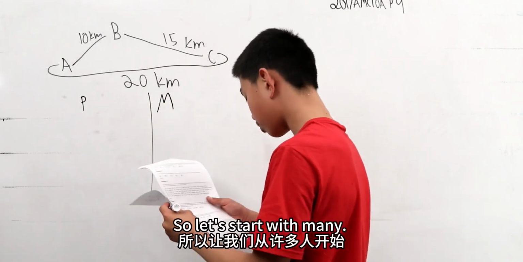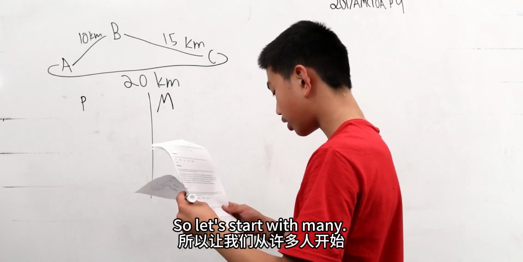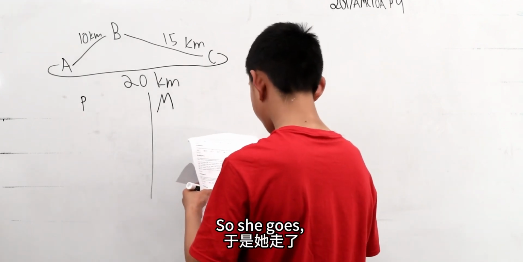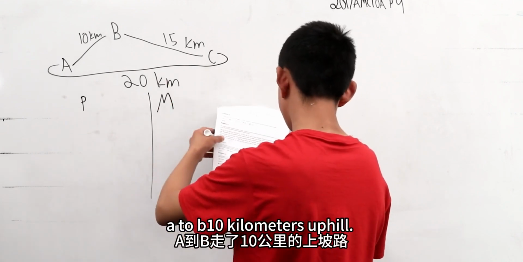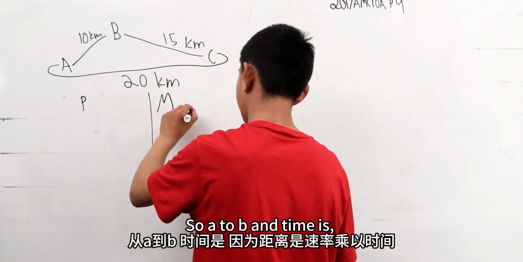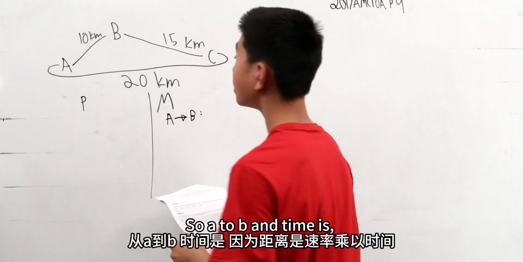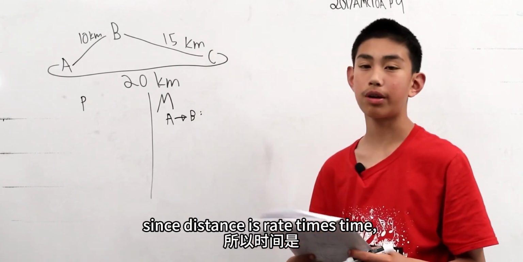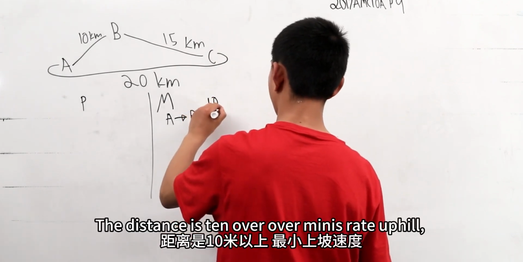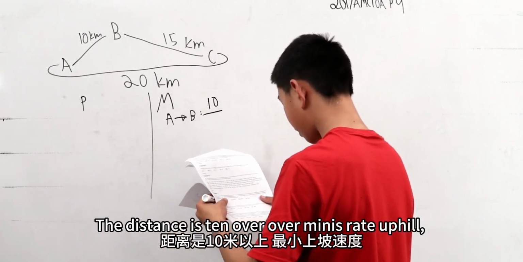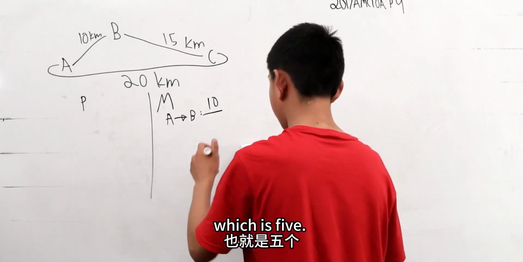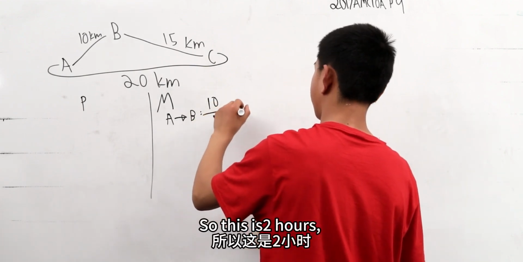Alright, let's start with Minnie. They go from town A to B, 10 kilometers uphill. Since distance is rate times time, time is distance over rate. So distance is 10 over Minnie's rate uphill, which is 5. So this is 2 hours.